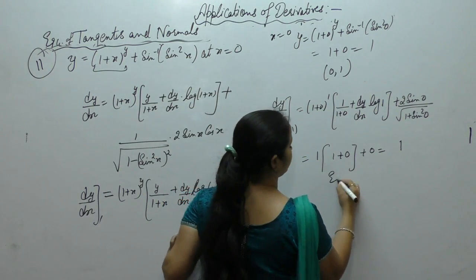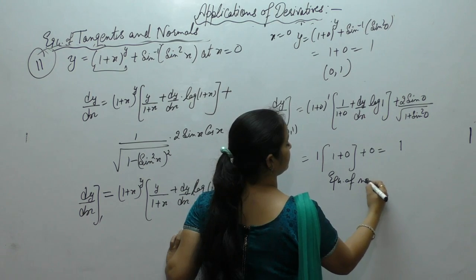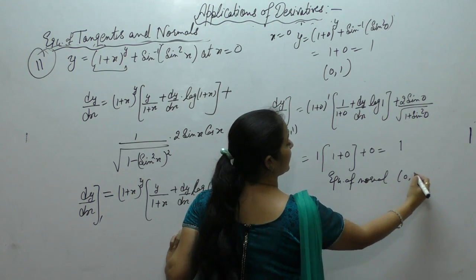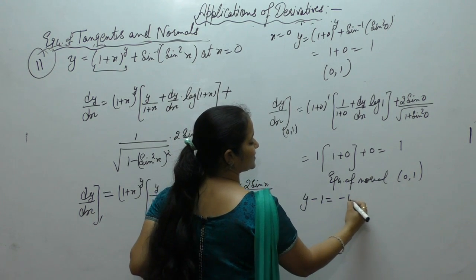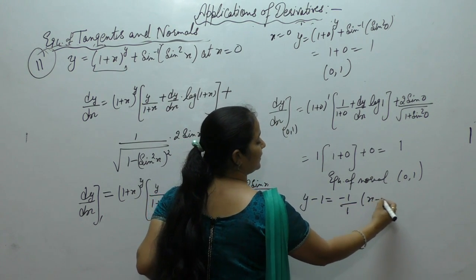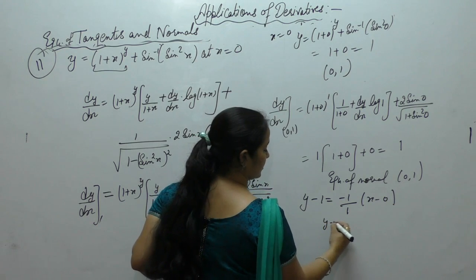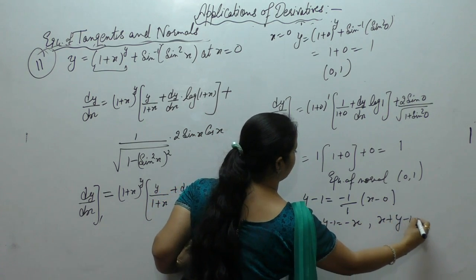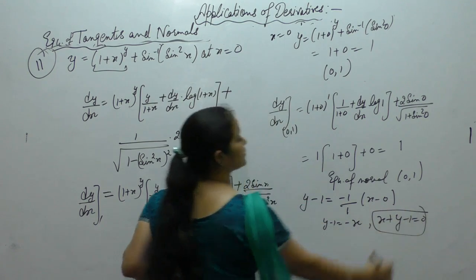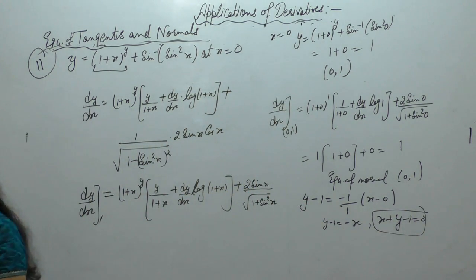Now equation of normal when it passes through point (0, 1): y minus y naught equals minus 1 upon slope of tangent times (x minus x naught). So we get x + y − 1 = 0. Note it down.